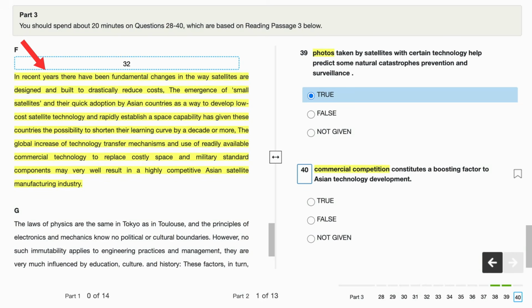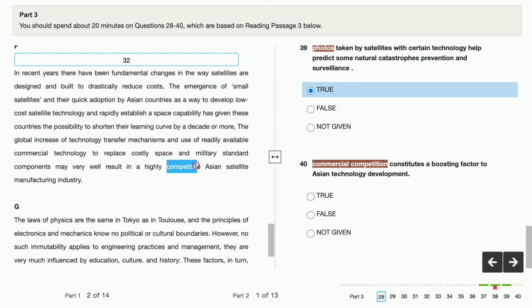In recent years, there have been fundamental changes in the way satellites are designed and built to drastically reduce costs. The emergence of small satellites and their quick adoption by Asian countries as a way to develop low-cost satellite technology and rapidly establish a space capability has given these countries the possibility to shorten their learning curve by a decade or more. The global increase of technology transfer mechanisms and use of readily available commercial technology to replace costly space and military standard components may very well result in a highly competitive Asian satellite manufacturing industry.